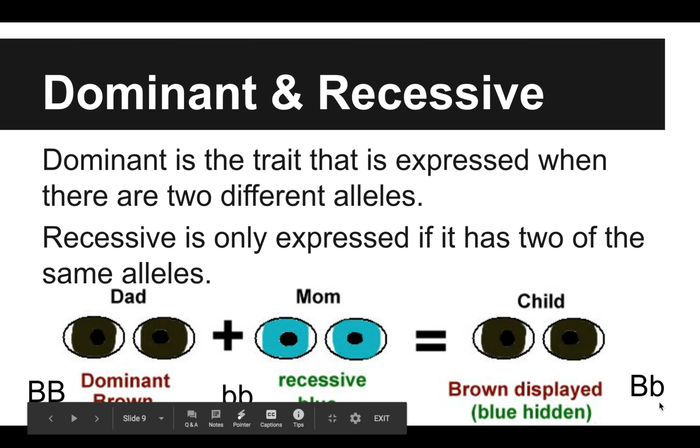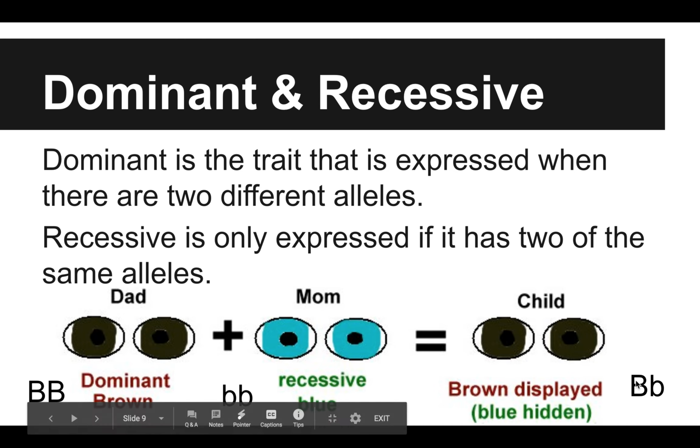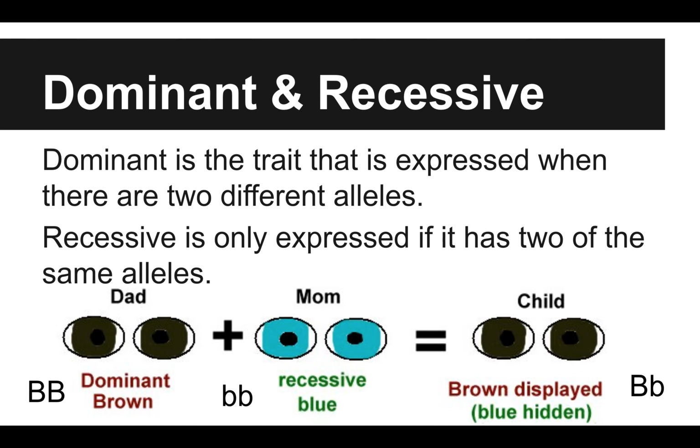They still have the allele for blue eyes, but it's hidden, right? Blue is recessive, so it needs two alleles to be expressed, right? It would have to be little b, little b. But because brown eyes are dominant, here we have one big B that's dominant. That's what's going to be expressed on the outside physically for the phenotype, okay? So those are the things that I want you to know. I want you to know all of that vocab.